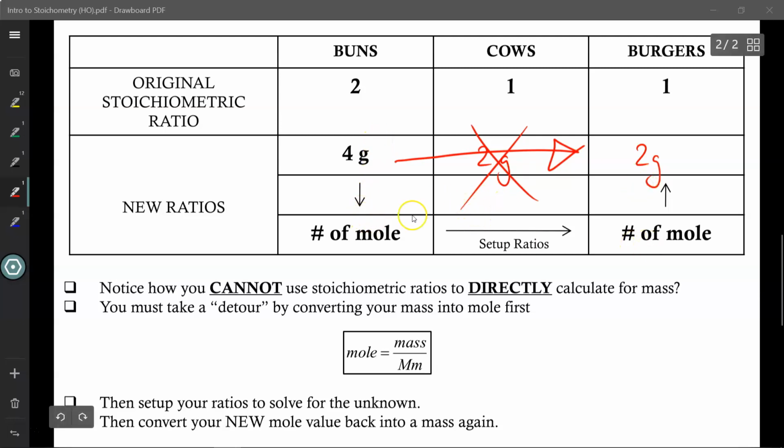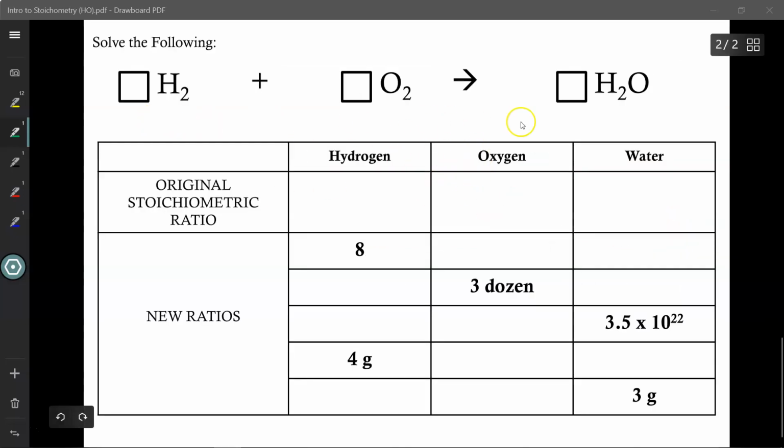As I mentioned before, if you have no clue what to do, convert to moles. Once you have converted to moles, mole ratios work. That's fine. You can do your ratios across to find the number of moles of burgers. Then from there, you've got to re-pop it back out, converting moles back into mass. All right? So remember, mass ratios do not work. They don't make sense. You must convert to moles. Then you can do the mole ratios. That makes sense. But then from moles, convert back to mass. So let's apply what we just learned to atoms now.